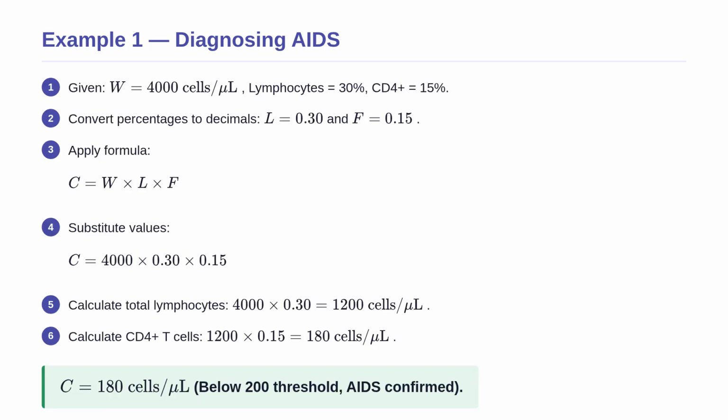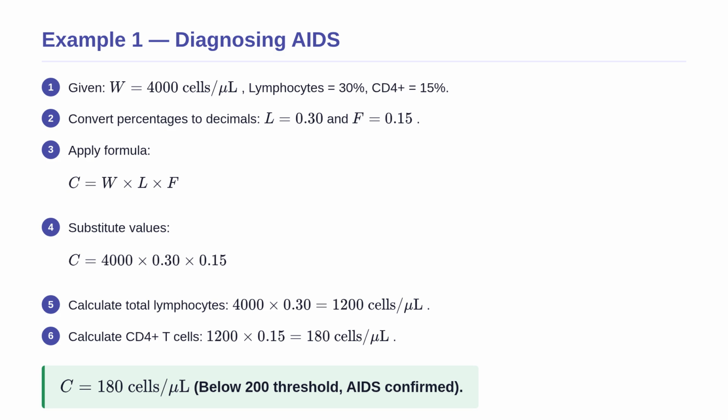Now that we have our formula, let us apply it to a real clinical scenario. A patient suspected of having an HIV infection undergoes a blood test. We are given a total white blood cell count of 4,000 cells per microliter. Lymphocytes make up 30% of these cells, and 15% of those lymphocytes are CD4 positive T cells.